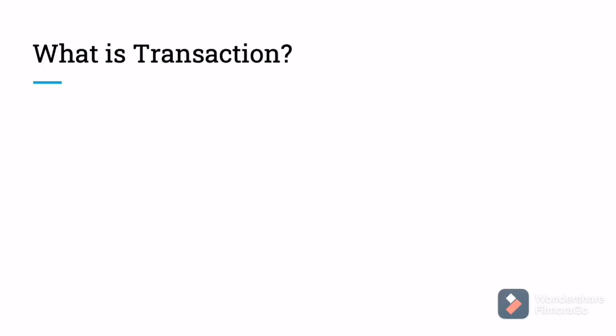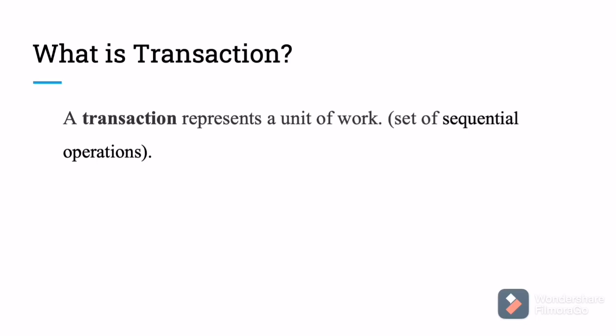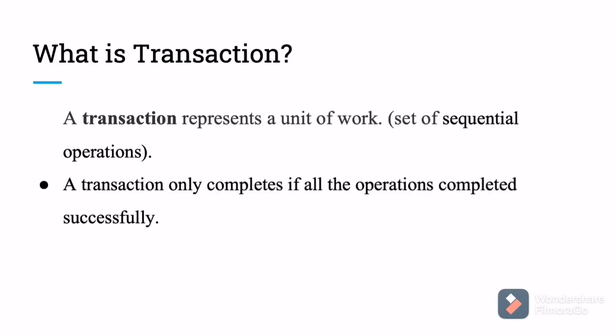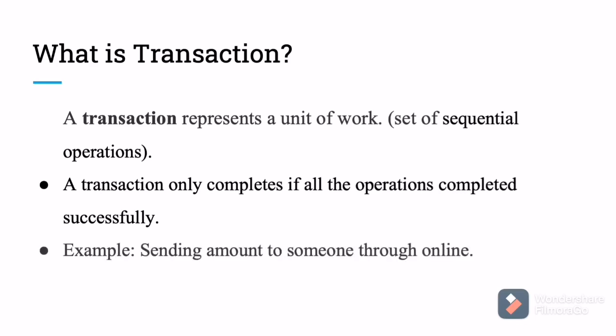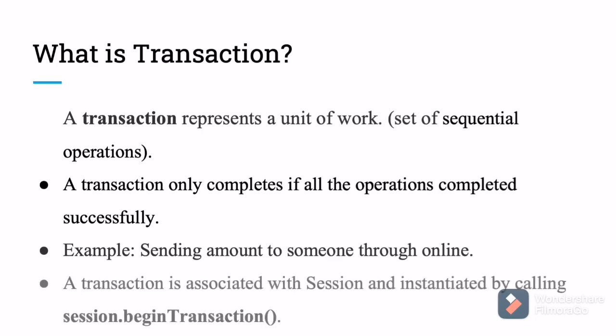What is transaction? In general, it represents a unit of work. So, that means some set of sequential operations. This transaction only completes if all the operations are completed successfully. To understand this better, let's take one example. If you want to send someone an amount through online banking, then it should be received by the receiver. In case that fails, it should be reverted back. So all those are sequential operations. That is called a transaction.